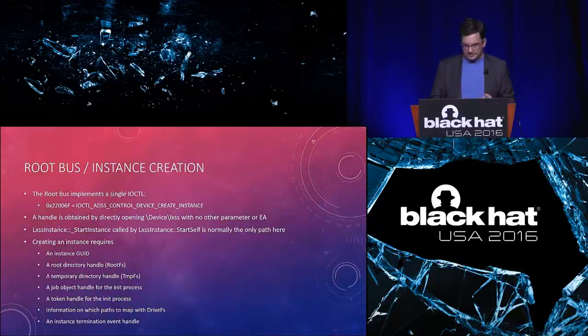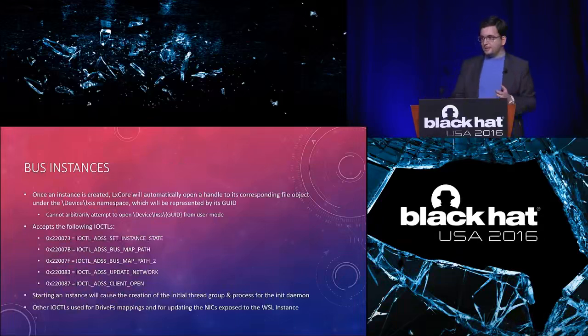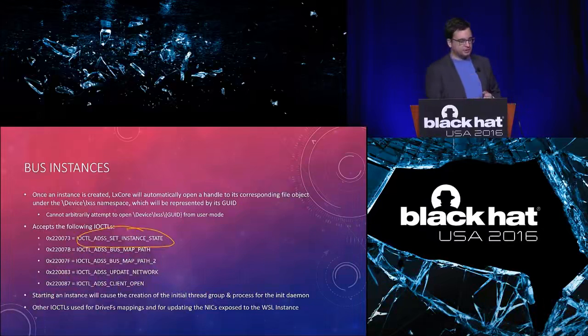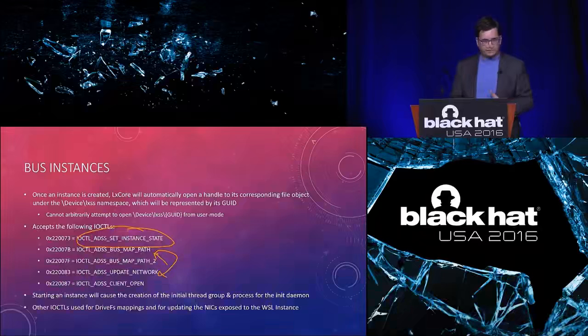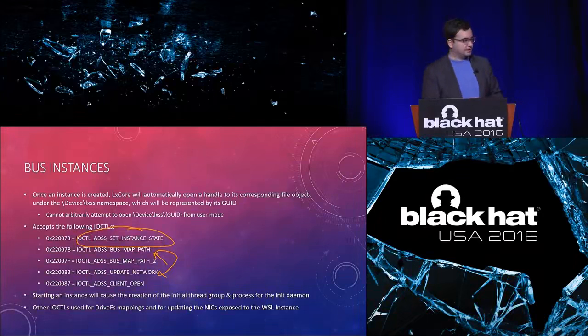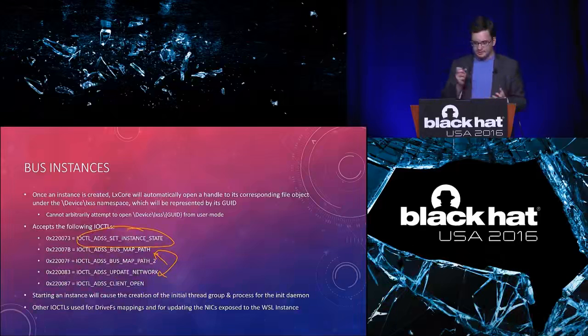Nothing starts yet. Once the instance is created, you get a handle to the instance, and there's an ioctl there, set instance state, and the LXSS manager service starts the instance. Obviously, you can then update the network path, update network cards, or map any paths it needs. But once it starts the instance, the init daemon actually starts up. So you get init, and you'll see init in Process Hacker or Task Manager, and then whatever process you want to launch after that gets launched. Initially, an instance is just an instance of init, and then something's going to have to go and talk to that.